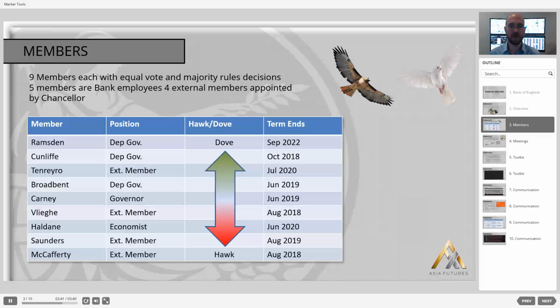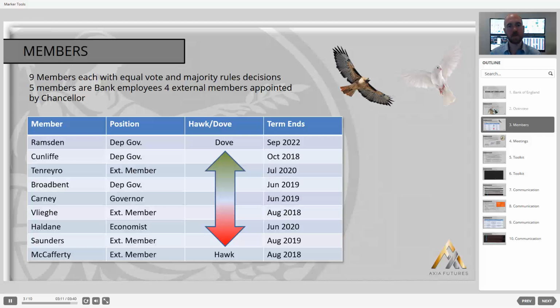Now, in terms of, again, importance, the governor is always the most important. So any comments from the governor, extremely important. Also, Chief Economist Haldane is also very important. Recent members, and this is the end of 2017, have been Ramsden and Tenreiro. I hope I've pronounced that correctly. They've been the most recent new members, and generally have fallen more onto the dovish side.